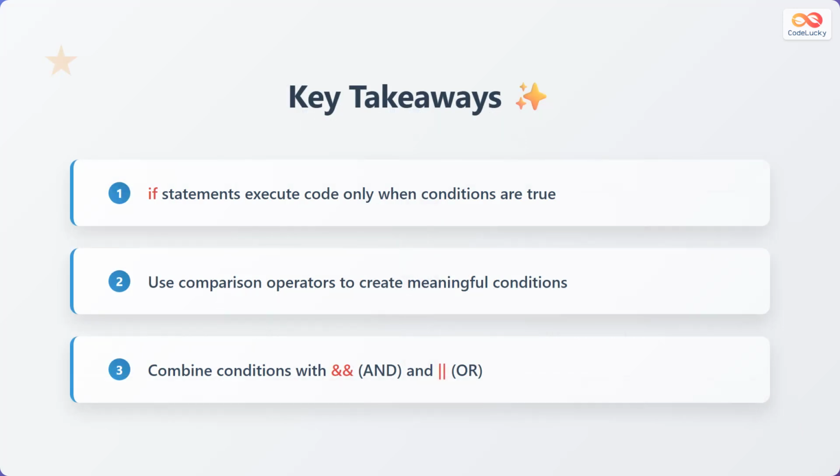Here are the key takeaways from this tutorial. 1. If statements execute code only when conditions are true. 2. Use comparison operators to create meaningful conditions. 3. Combine conditions with and, which is represented by double ampersand, and or, which is represented by double vertical bar.